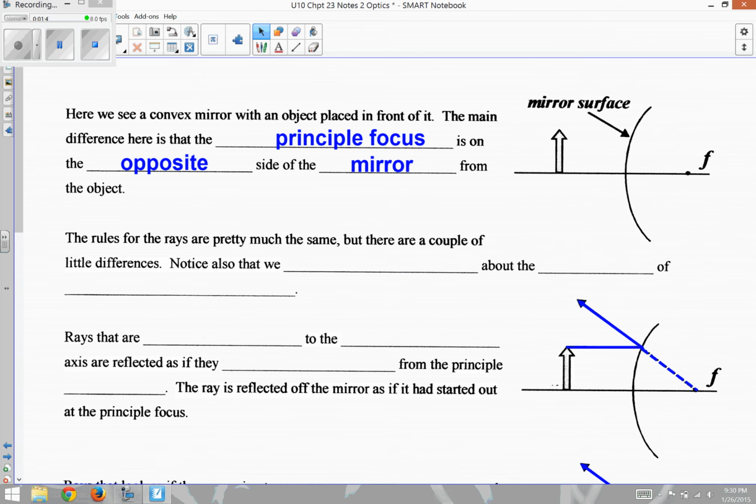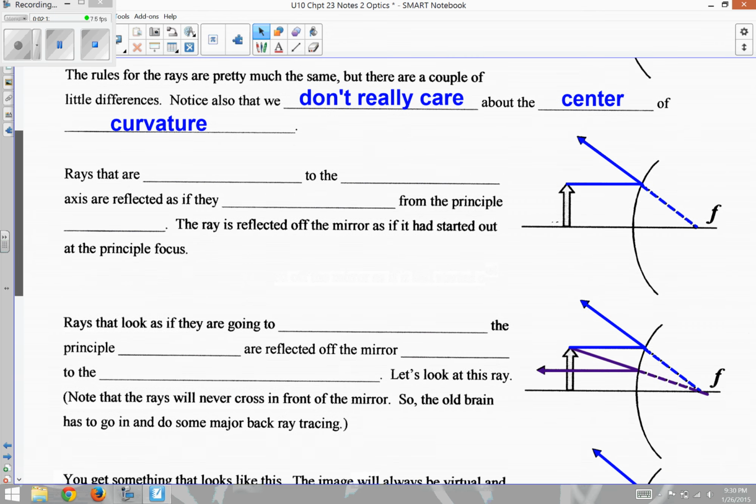Okay, so the rules for the rays are pretty much the same, but there are a couple of little differences. Notice also that we don't really care about the center of curvature. Nowhere on here does it show the center of curvature anymore, which, if this is the focus, we know it's somewhere right off the screen. Twice the distance away from here would be the center of curvature.